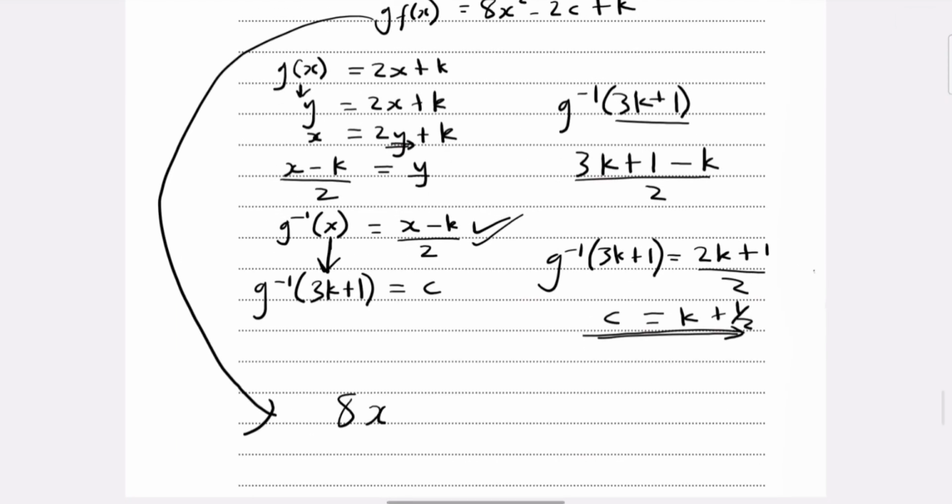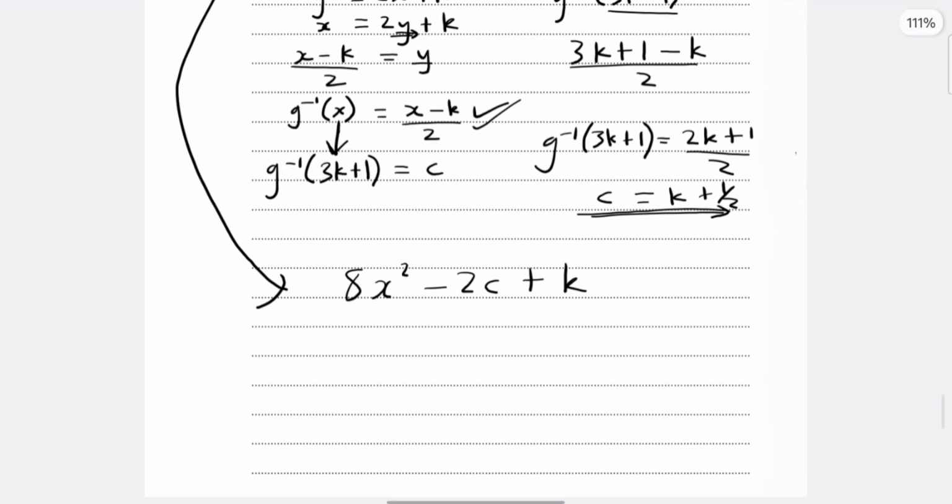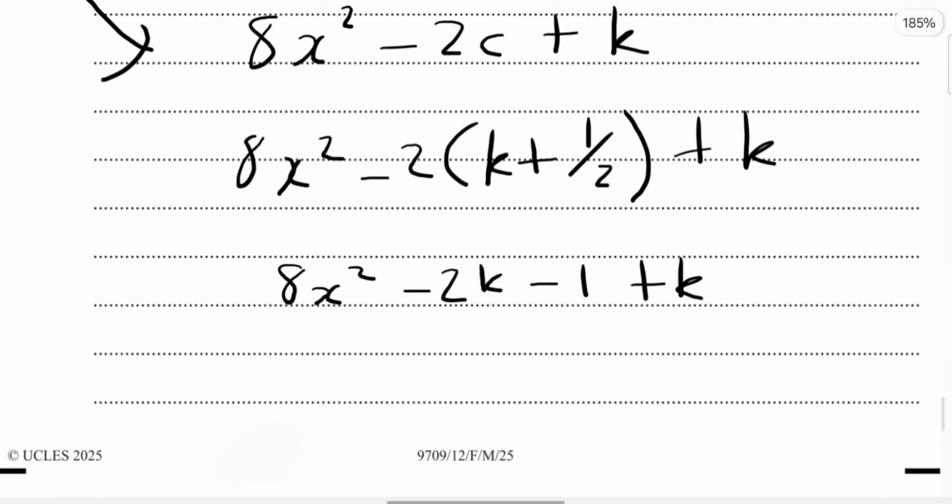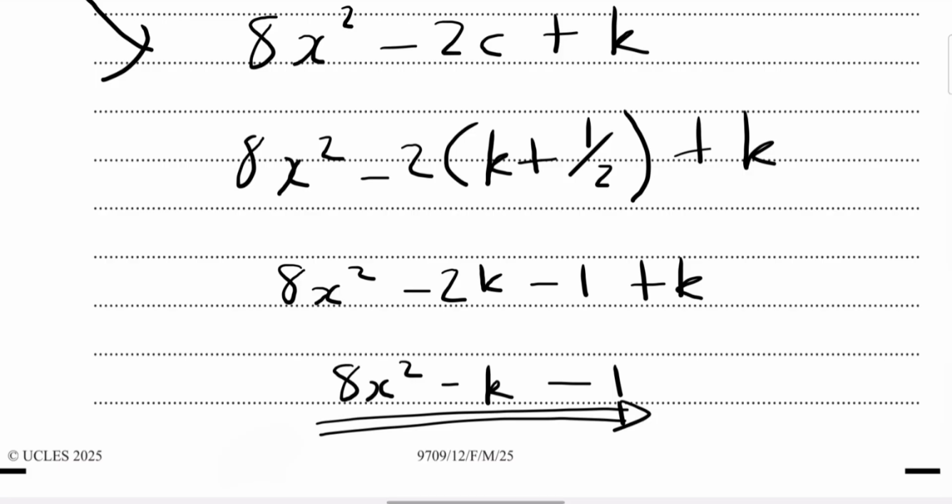So we're just going to replace the c with k plus a half there for this part, right? So 8x squared minus 2c plus k will be 8x squared minus 2 times k plus a half, plus k. And this will be 8x squared minus 2k minus 1 plus k. And this will simplify to 8x squared minus 2k, okay, minus 2k plus k will give us minus k minus 1, right?